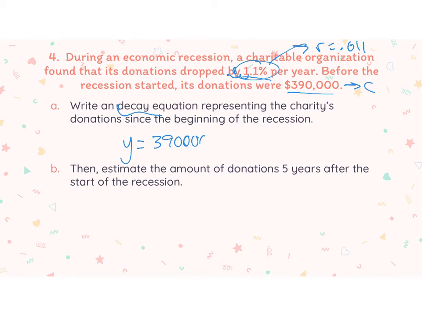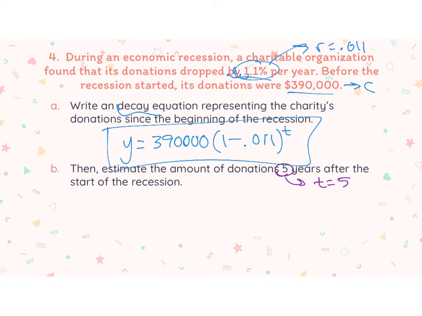y equals 390,000 times (1 minus 0.011) raised to the t power. Then it says, estimate the amount of donations 5 years after the recession started. So this one, you don't need to figure out how much time has passed. They're just asking for 5 years. So t equals 5. That's y equals 390,000 times (1 minus 0.011) raised to the 5th power.